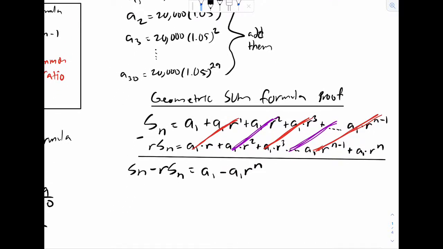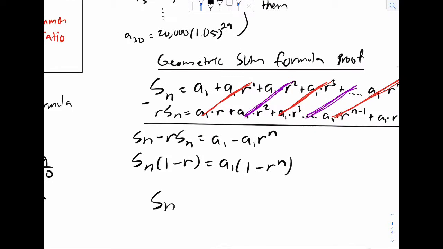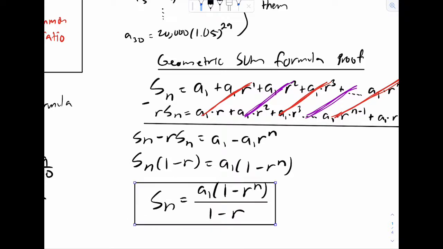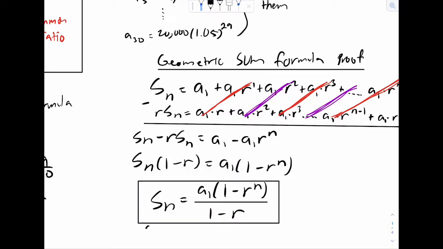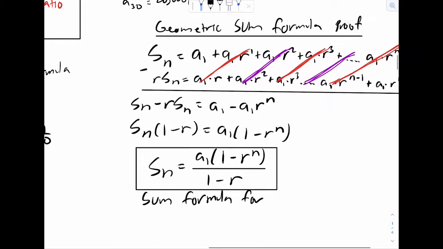And now I can solve for S sub n. So S sub n is equal to, let's factor that. That's 1 minus R. And I'll factor out A1. That's 1 minus R to the n. And there's our formula. A sub 1 times 1 minus R to the n, all divided by 1 minus R. So there's our sum formula for the geometric series.